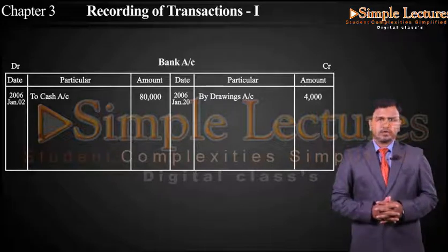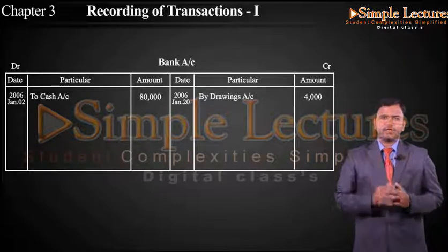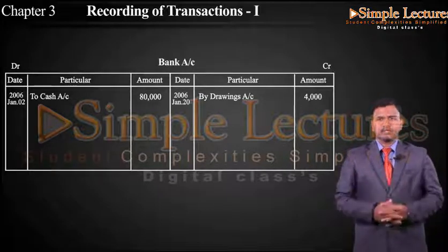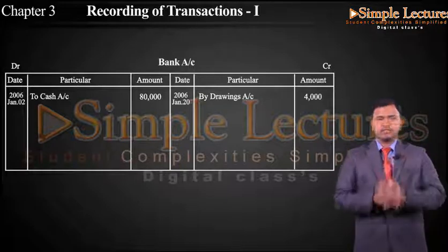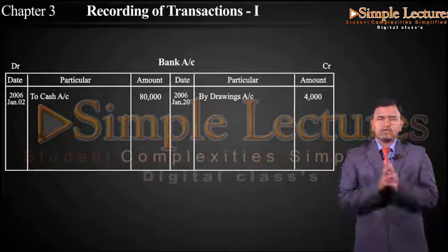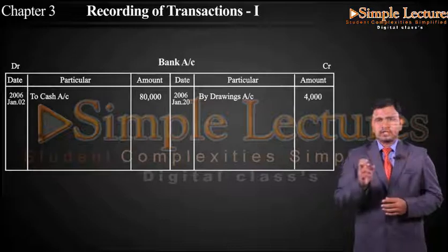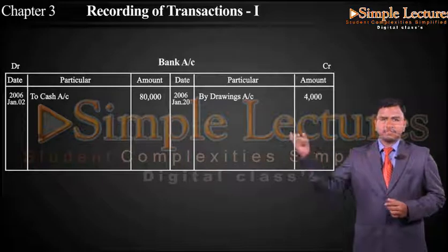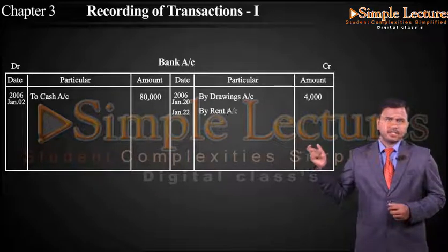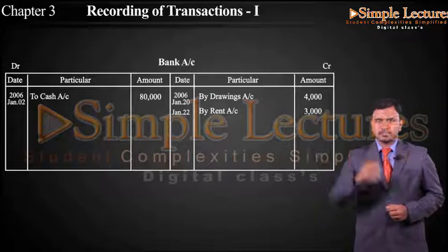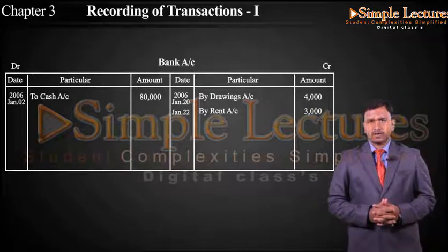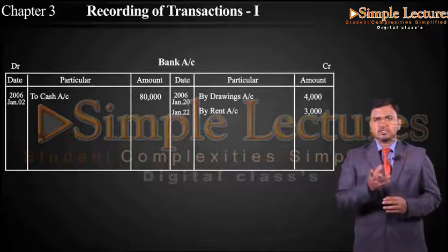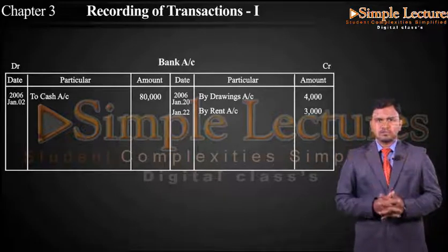Next entry we have on Jan 22nd, rent account debtor to bank account, 3,000. Again the bank was credited here, which means the rent was paid through a check or the rent was paid by the bank. So here the entry will be taken in the credit side of the bank account. Date Jan 22nd by rent account 3,000. Let us take the next transaction on Jan 23rd, drawings account debtor to purchases account. There is no existence of bank. We are not going to post this to the ledger.